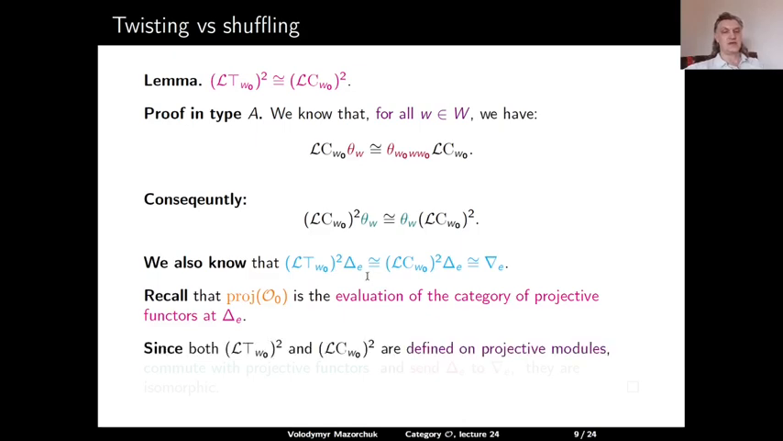Since both functors LTW0 squared and LCW0 squared are defined on projective modules, both commute with projective functors, and both send delta E to nabla E, they must be isomorphic.